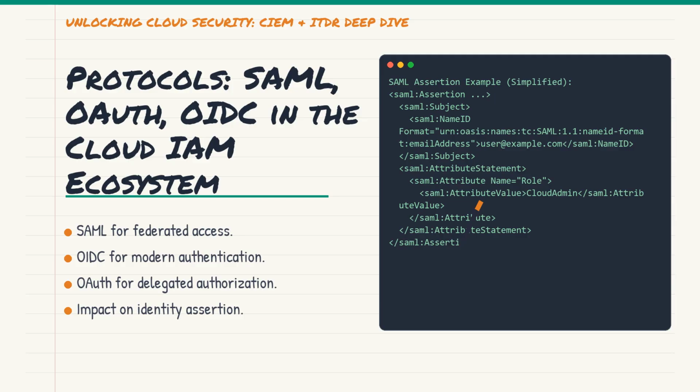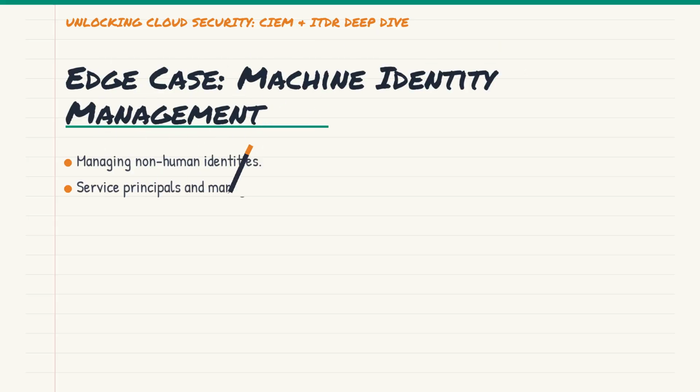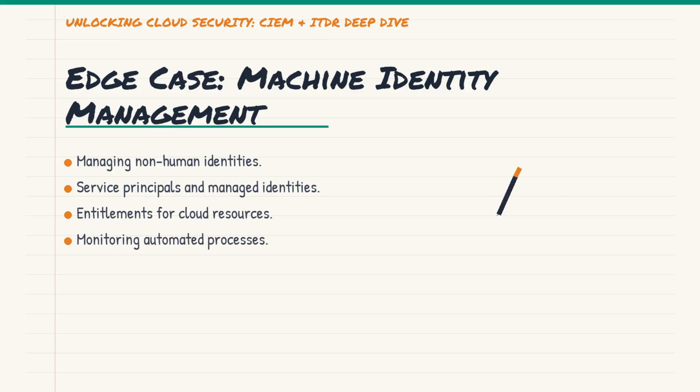We often focus on human identities, but machines, VMs, containers, and serverless functions also have identities and permissions in the cloud. SIEM tools need to account for these machine identities and their entitlements, as they can be just as, if not more, powerful and vulnerable. ITDR should also monitor for anomalous behavior from these machine identities. Forgetting about machine identities is like leaving the garage door opener on the doorstep.